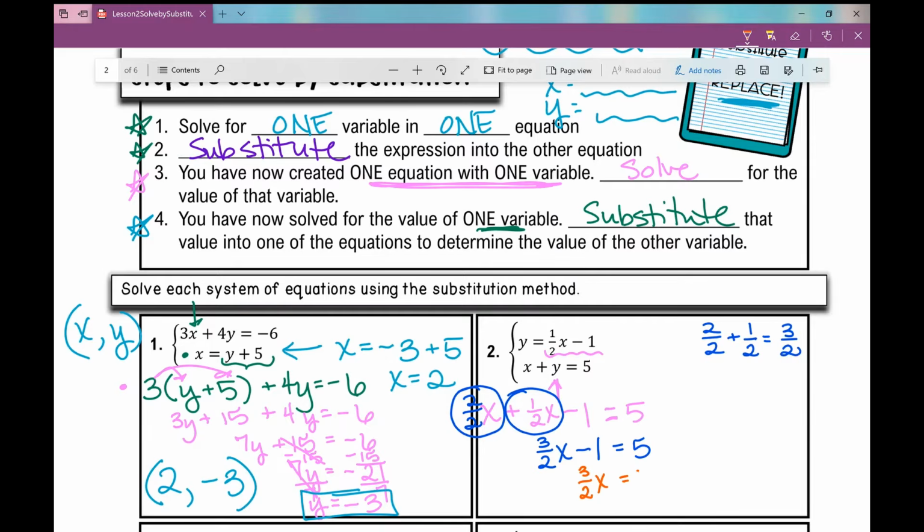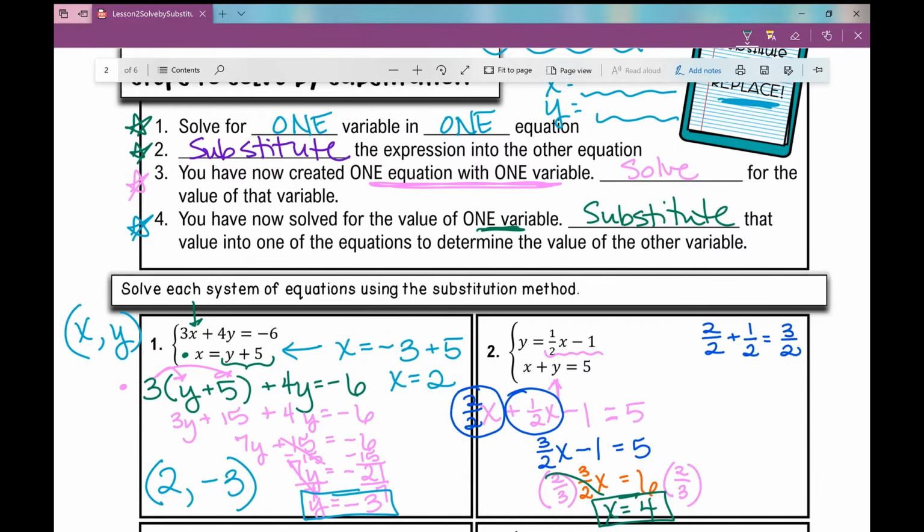3/2 x equals 6. Now I'm solving for the variable, and I've got a fraction as a coefficient. So what do I do? I multiply by the reciprocal, 2 over 3. What I do to one side, I have to do to the other. So now I'm multiplying by 2/3. 2/3 of 6 is 4. So x equals 4. And if you need to use your calculator, you can. So now we have our x value.